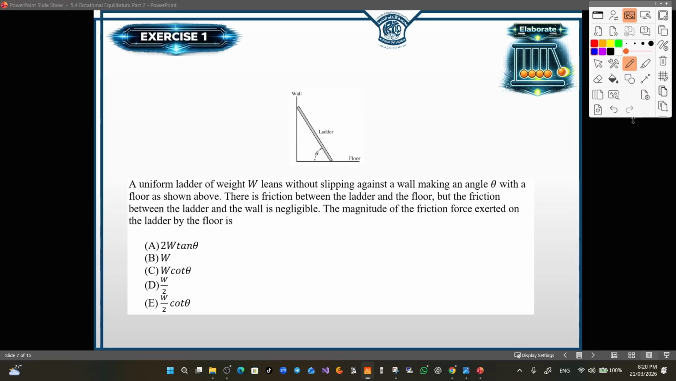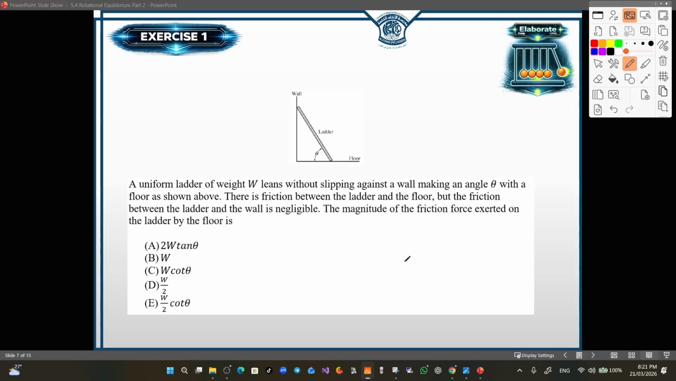The magnitude of friction force exerted on the ladder by the floor, so here we are looking for the correct expression that represents the magnitude of the friction. And as we can see here, all of these expressions are written in terms of W, and most of them also are written in terms of theta.